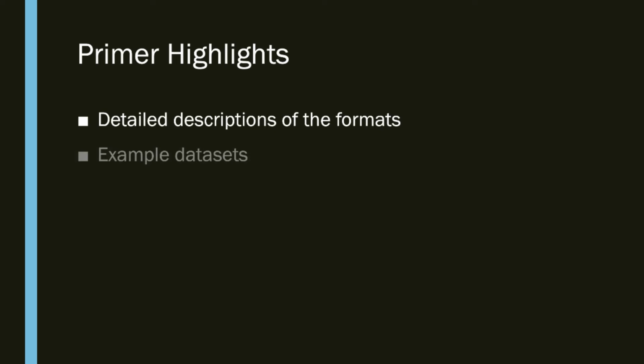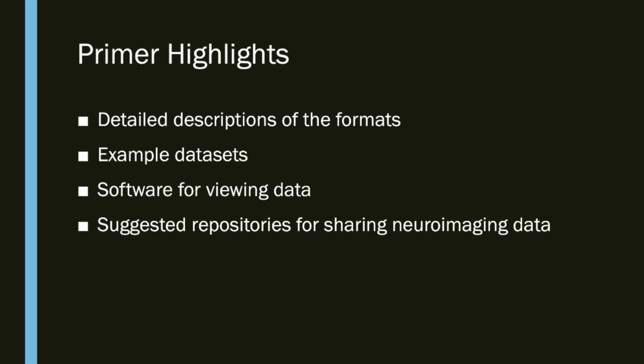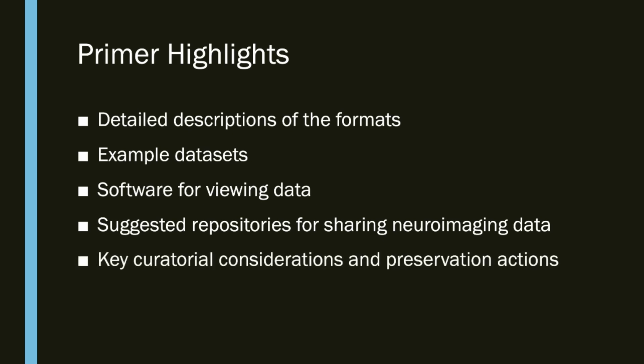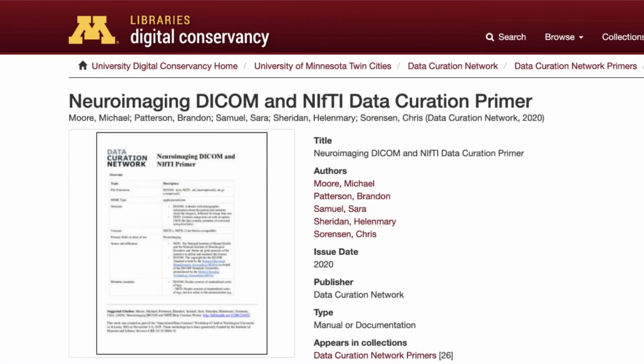Other highlights of the primer include detailed descriptions of the formats and their respective pros and cons, example data sets, software for viewing data, suggested repositories for sharing neuroimaging data, key curatorial considerations and preservation actions, and finally, our primer addresses how to help the data meet the FAIR principles of improving the findability, accessibility, interoperability, and reuse of digital data assets. These principles are published by Force 11, a community to help facilitate the change toward improving knowledge creation and sharing. Our primer is available for anyone to use.